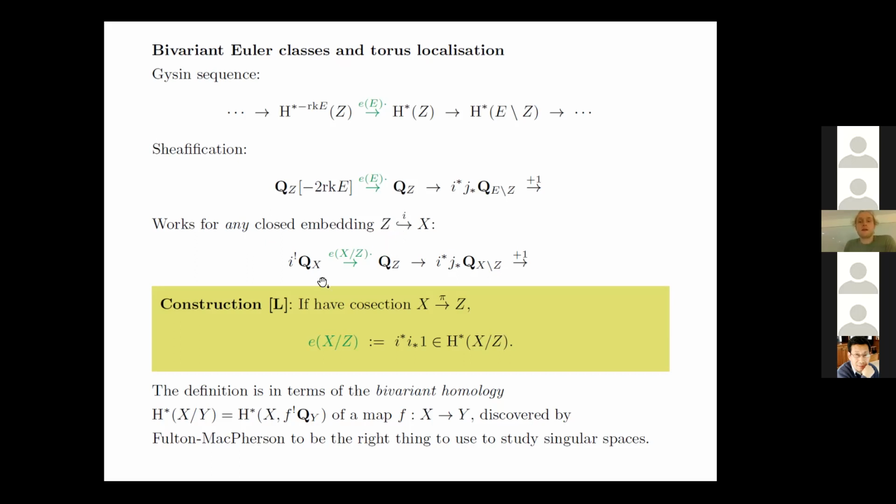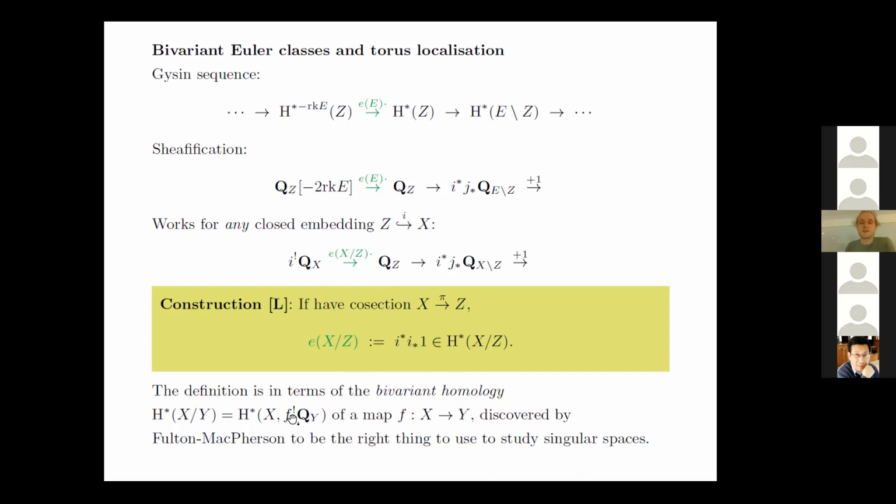So for any closed embedding, you have this distinguished triangle of sheaves. This could be l-adic sheaves, D-modules, or something like that. It doesn't really matter what model of sheaves you use. Okay, and if this closed embedding has a cosection, so if, for instance, it's the zero section of a cone bundle or a perfect complex or something, then this map is multiplication not by an element of the cohomology, but by an element of the bivariant homology. Its definition is essentially analogous to the usual definition of Euler class, but in bivariant homology.